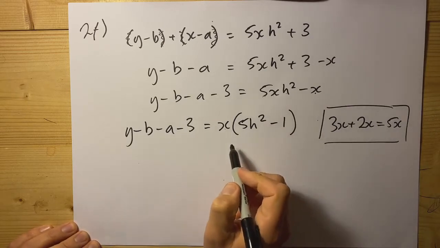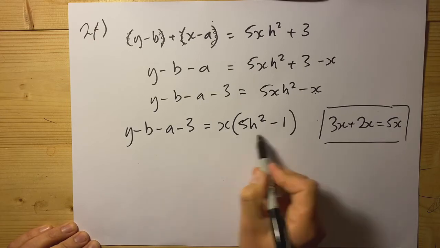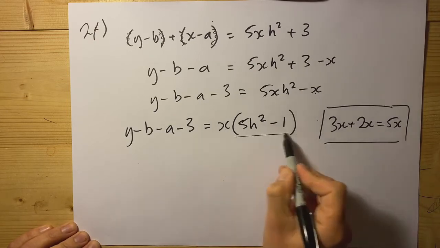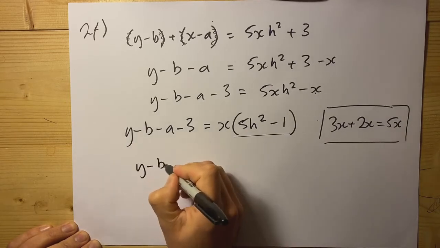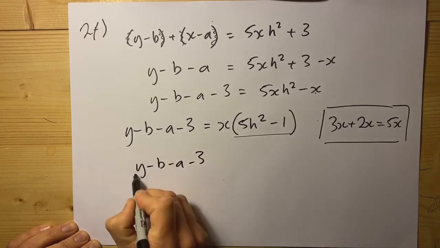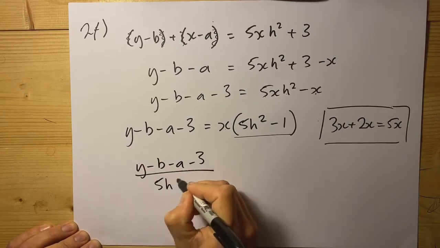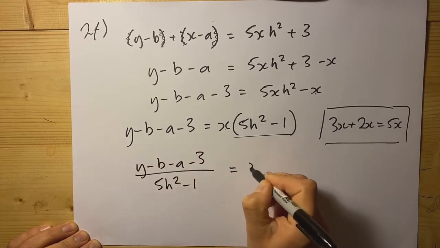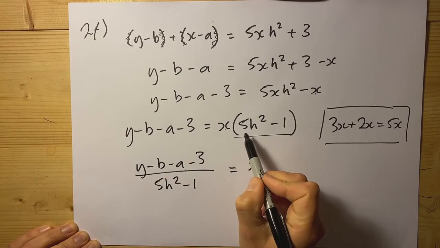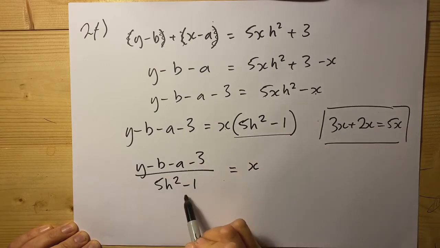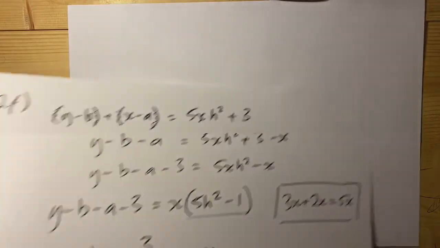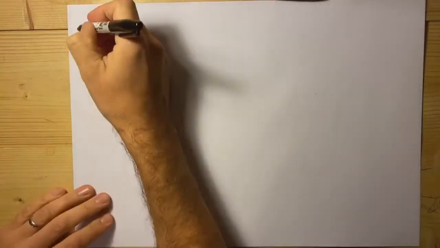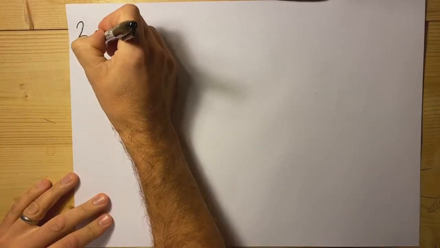So the final step here is just to divide both sides by this term here, the 5h squared minus 1. So we have y minus b minus a minus 3 divided by 5h squared minus 1 equals x, because we've divided both sides by the 5h squared minus 1. Okay, let's have a look at question 2g. Do I mean 2g? Yes, I do.